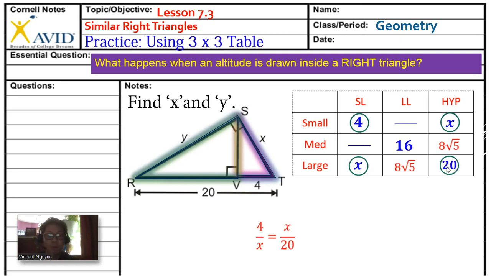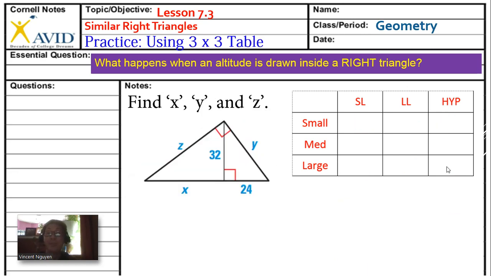So 4 over x equals x over 20. Then cross multiply, simplify the square root to 4 root 5. So x is 4 root 5 and y is 8 root 5. Easy. All right, let's do another one that's actually harder.